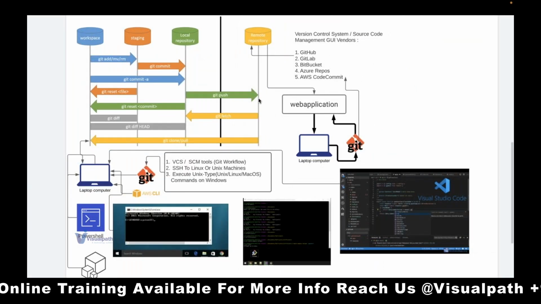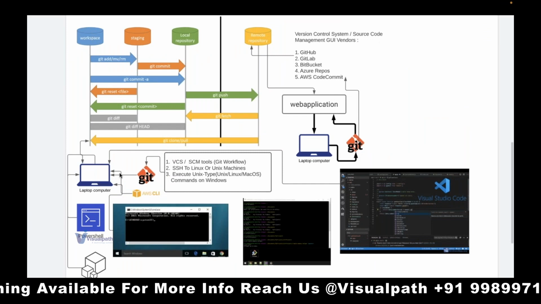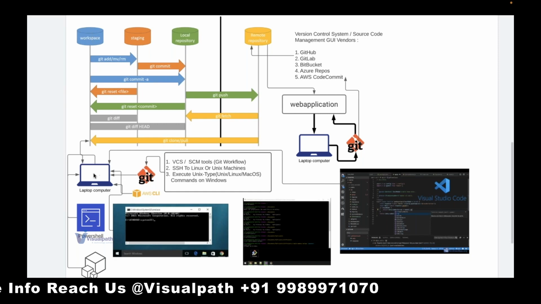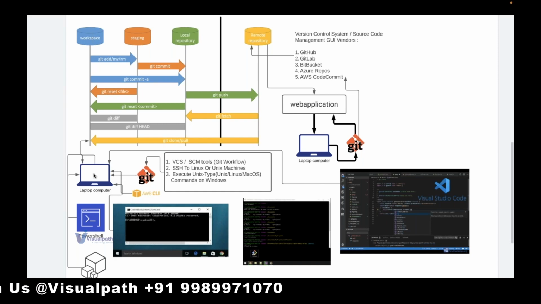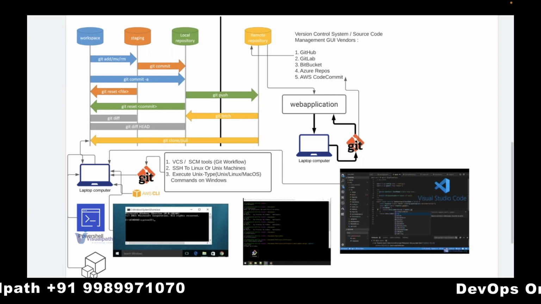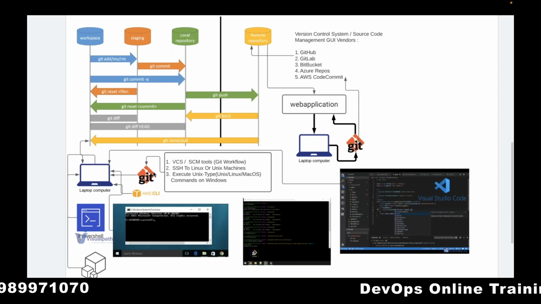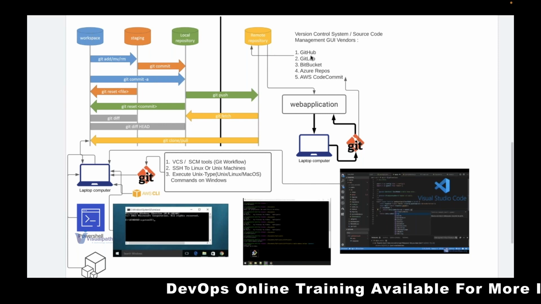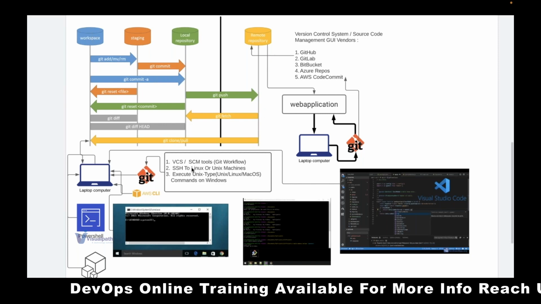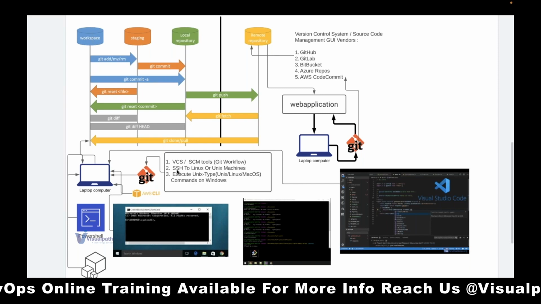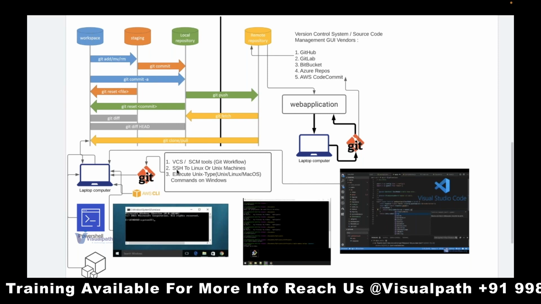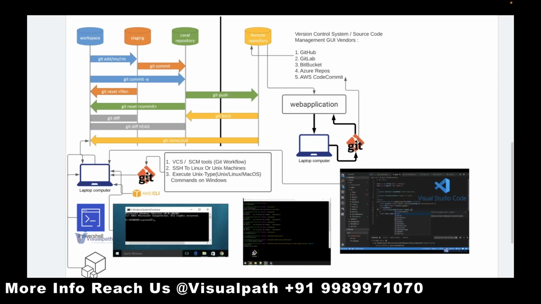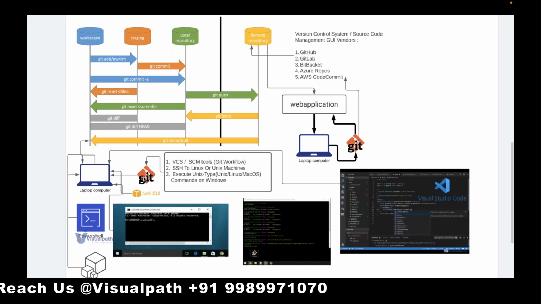And this repository has been cloned onto my local machine using Git software. So we downloaded Git on our Windows operating system, Mac or Linux. Once we install Git software on our operating system, it has 3 advantages. We can interact with the version control system GUI vendors. That is the first advantage. The second advantage is you can connect to your remote Linux and Unix machines using Git Bash. Third, you can execute Unix type commands on your Windows.